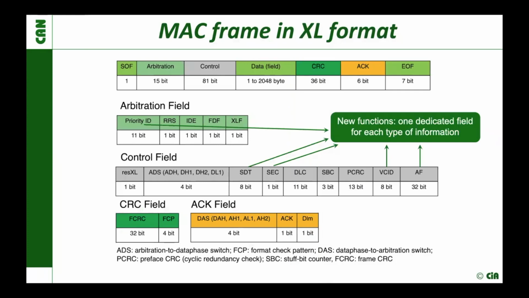For CAN XL, there is just one single CAN XL MAC frame format, and the name in abbreviation is XLFF. In the -1 document, you can find out how the protocol is defined, what kind of XL frames there are, how the frames look like, and also how the bit timing is defined.